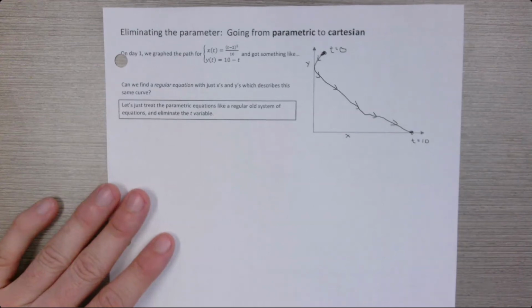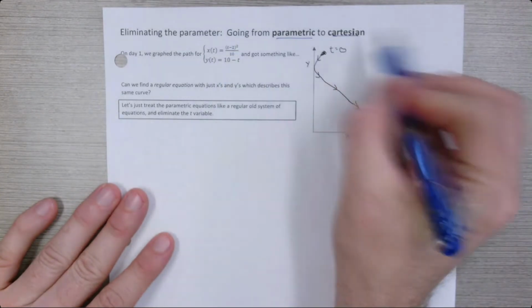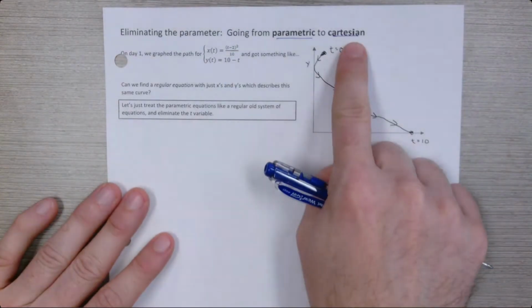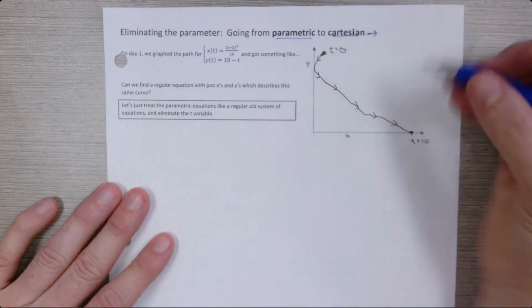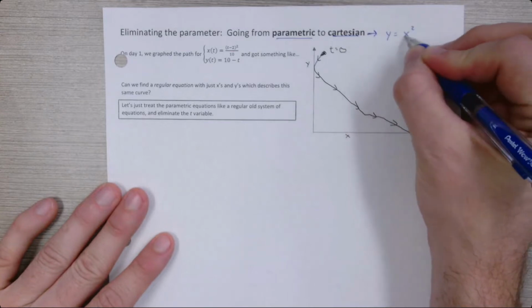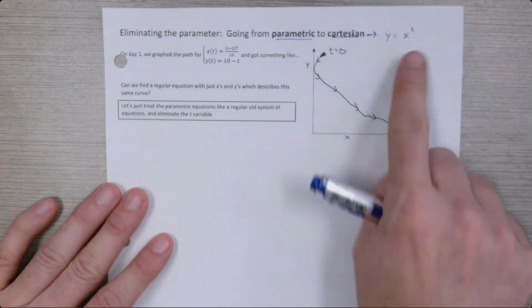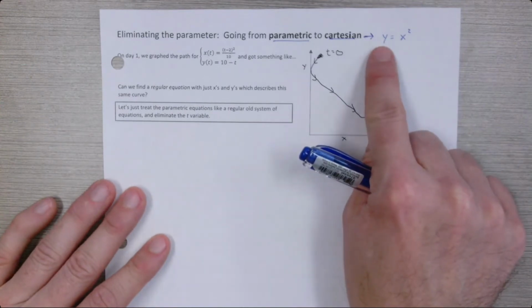Hello everybody. Let's talk about going from parametric equations like these to Cartesian equations. Okay, so what is a Cartesian equation, you might be asking? Well, that's the name for the type of equation you've been working with your whole life. So y equals x squared is an example of a Cartesian equation. And a Cartesian equation is one where x and y are directly related to each other.